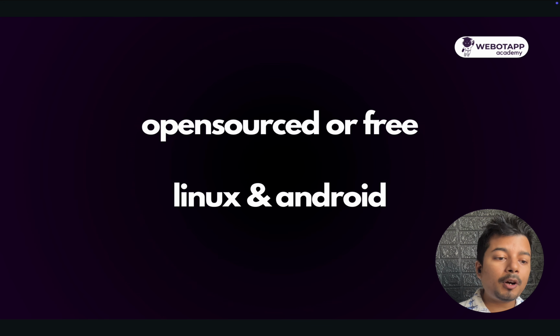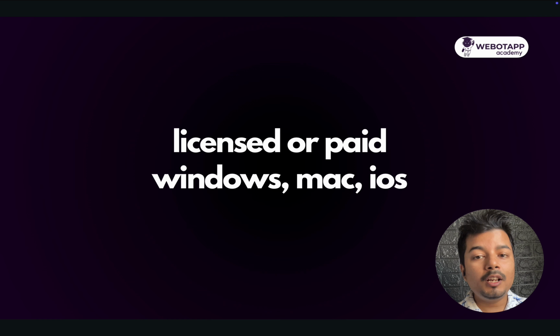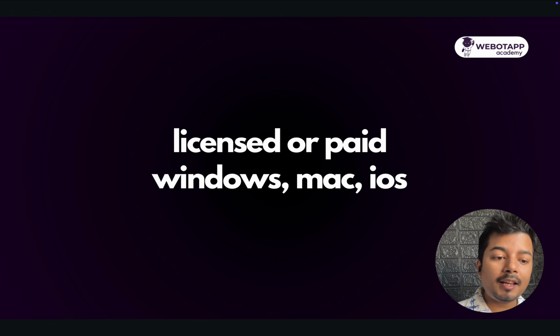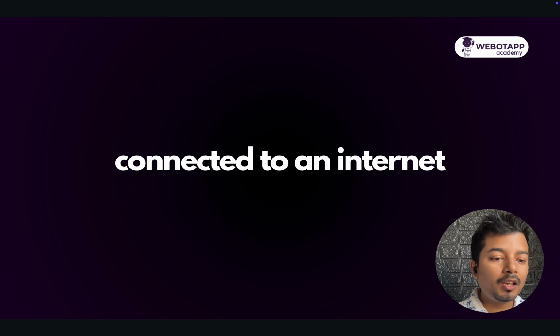So if we talk about open source operating systems, we have Linux, we have Android, and if we talk about licensed or paid operating systems, we have Windows, Mac, iOS. So every year we have to renew the license. For the licensed or paid operating system, we have to pay a certain amount of fee in order to use that operating system.